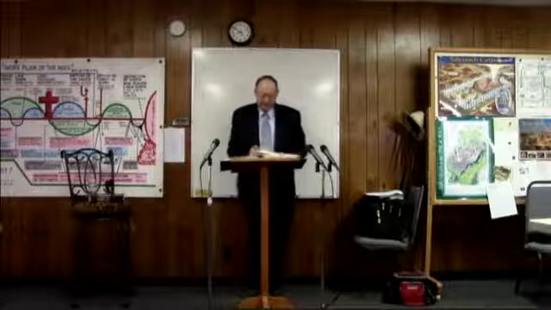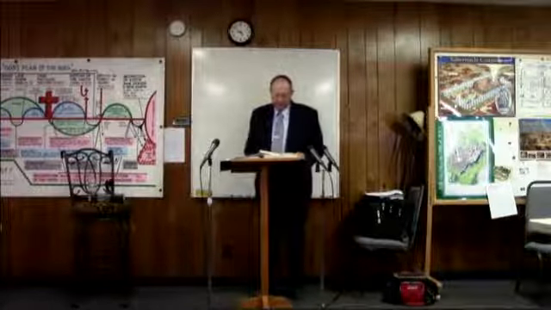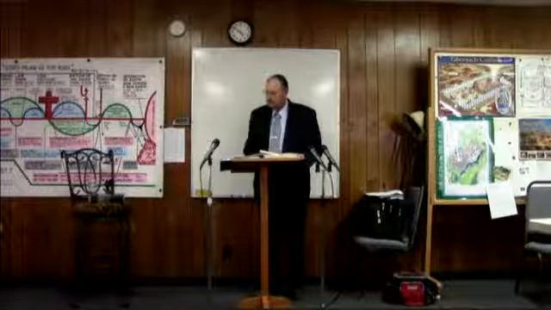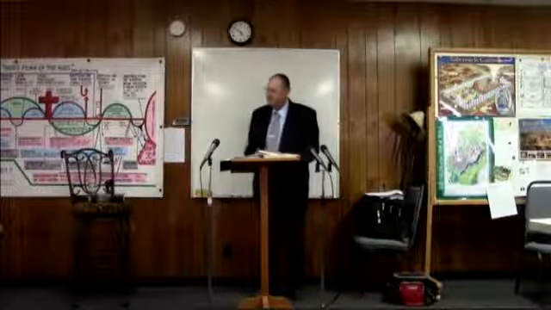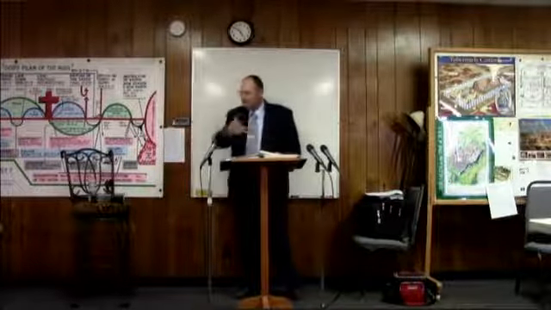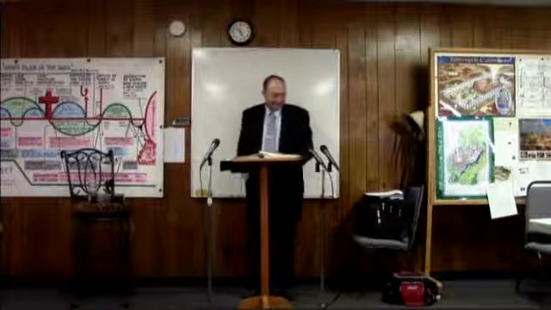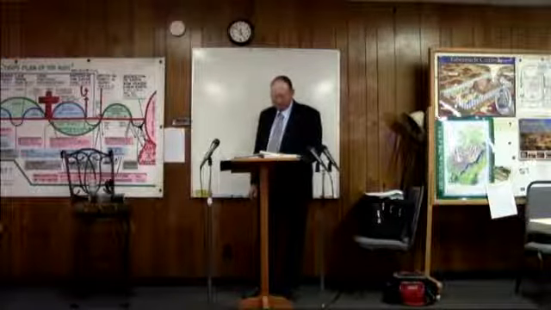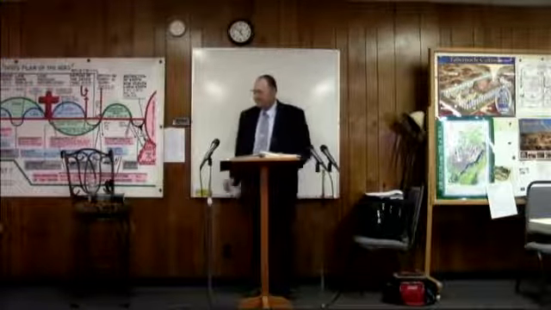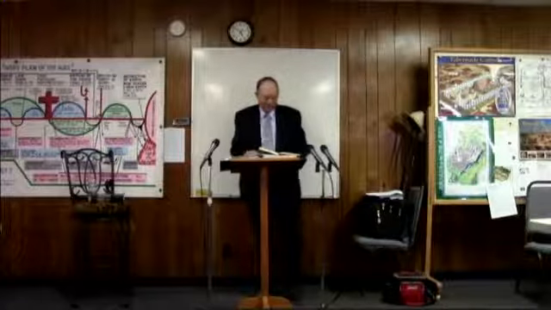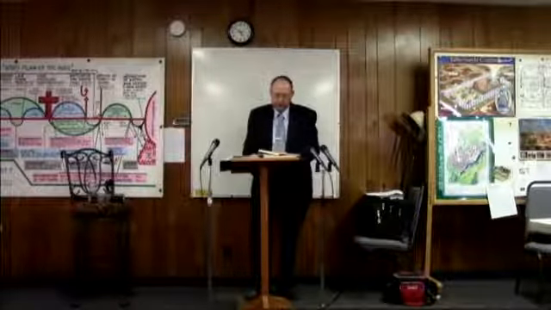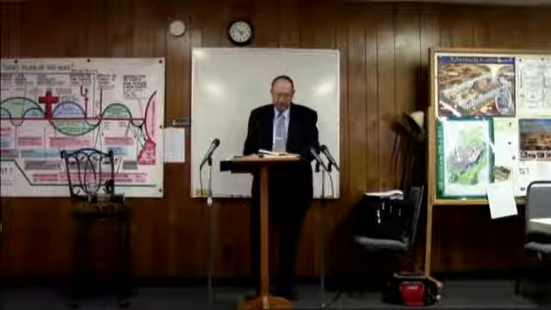Now, how many verb stems do we have in Hebrew? Five? Seven. The number of perfection, seven. And they are the Qal stem, the Niphal, Piel, Pual, Hithpael, Hiphil, and Hophal.